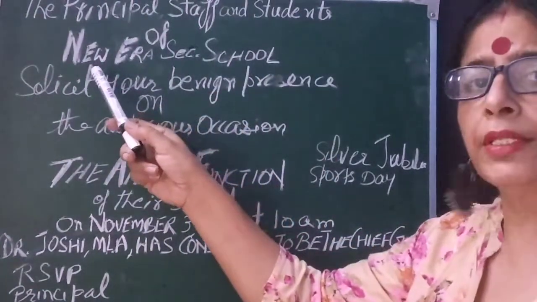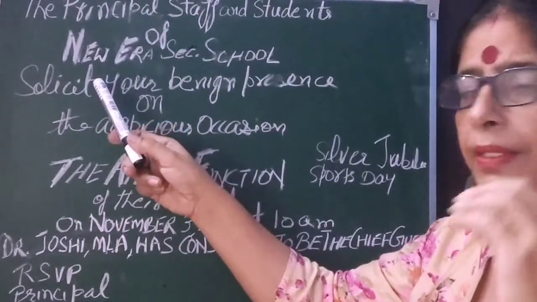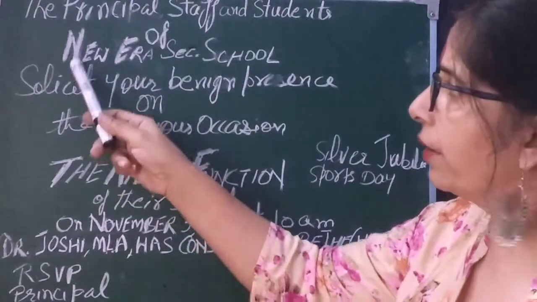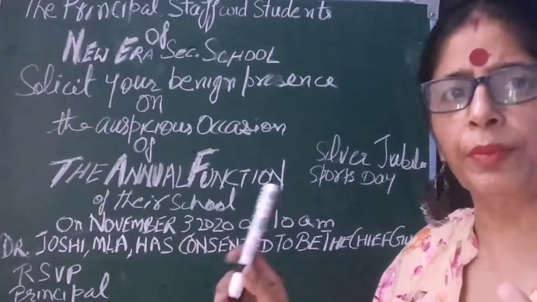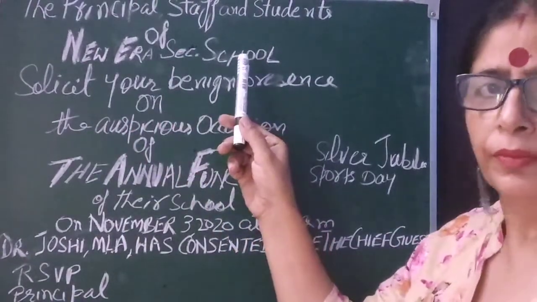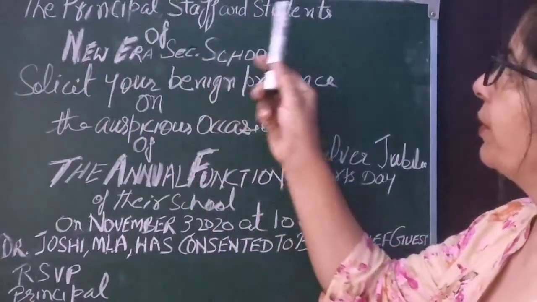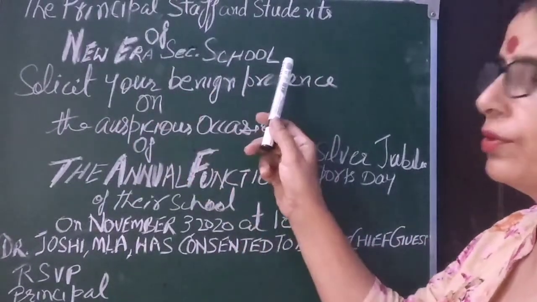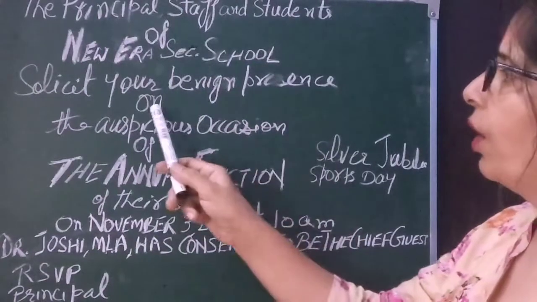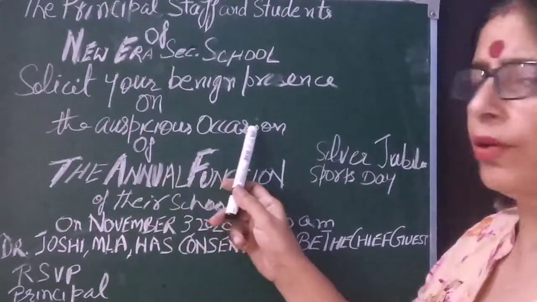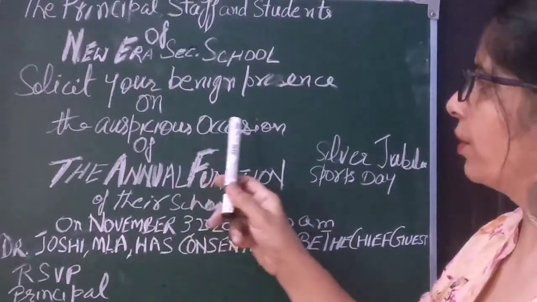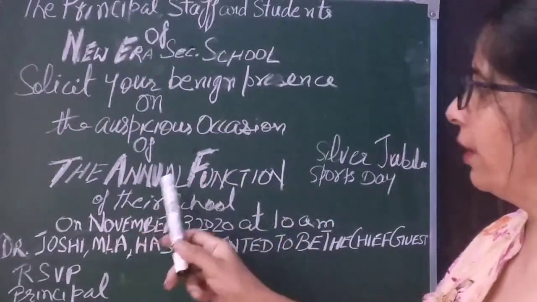Now this name is the school's name, so you should have a little bit bigger font when you are writing the school's name, or make it dark, or it should be prominent. Of New Era Secondary School. The principal, staff and students of New Era Secondary School. Again the same line, solicit your benign presence on the auspicious occasion. Same line. Now what is the auspicious occasion? Auspicious occasion of the annual function.